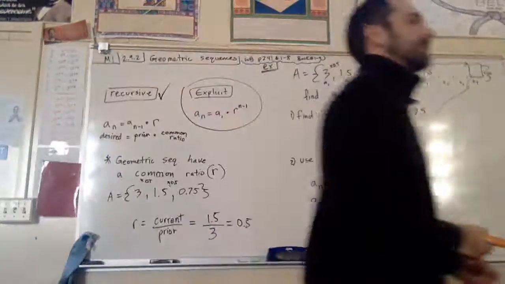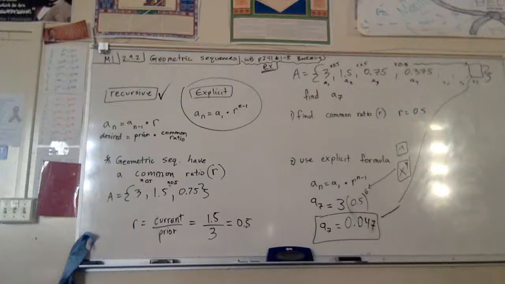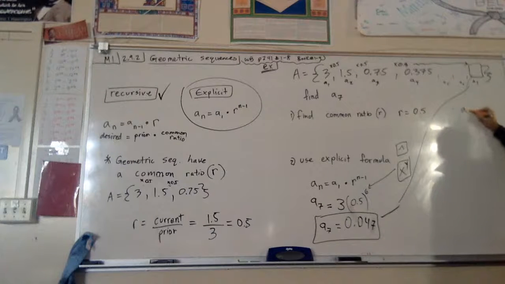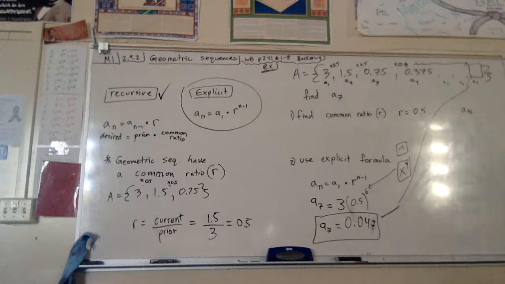All right, let's see. Let's do it. 0.5 raised to the 6. Yeah, that's backwards of what I have up here. Okay, I want you to find the 91st term. Oh, wait, that's horrible.